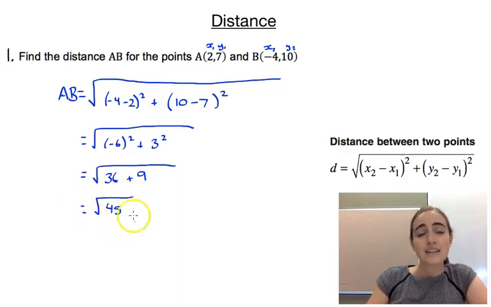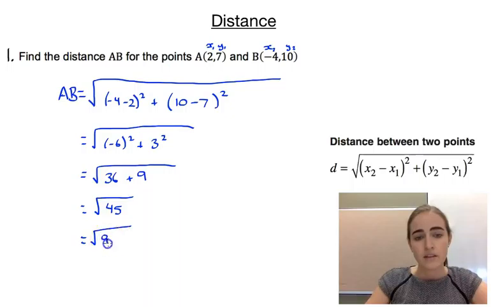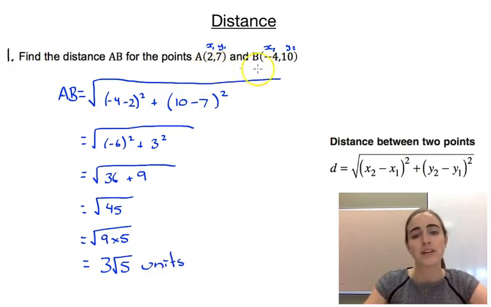Now that isn't going to give us a whole nice number, a whole integer as an answer, so we're going to leave it as a surd. But if we're going to leave an answer as a surd, we always want to simplify it if we can. So 45 could be broken down into 9 times 5. And we all know that the square root of 9 is 3, so we can write 3 root 5 units. So the distance between A and B is 3 root 5 units. We could put that in our calculator and approximate that answer as a decimal as well, but in mathematics we always like to leave things exact if we can.